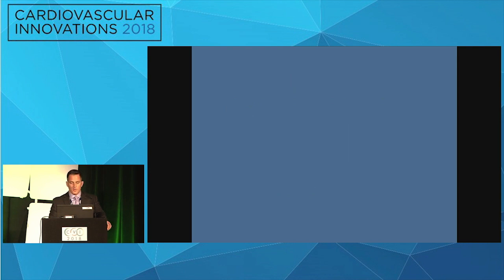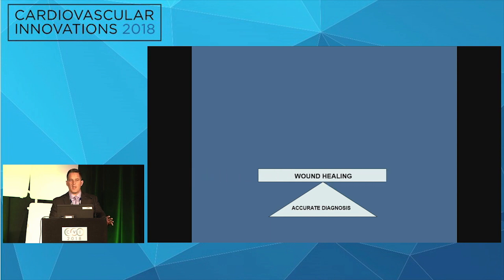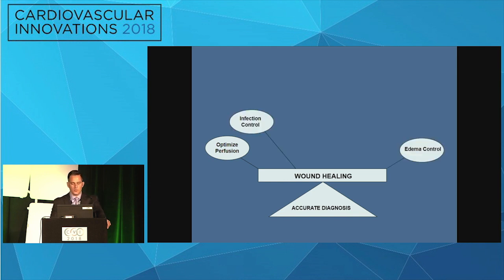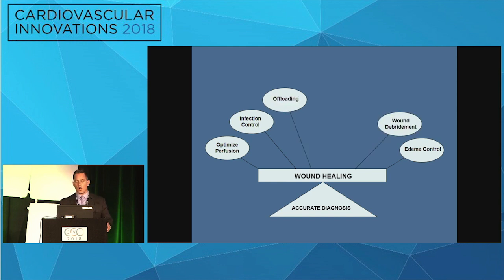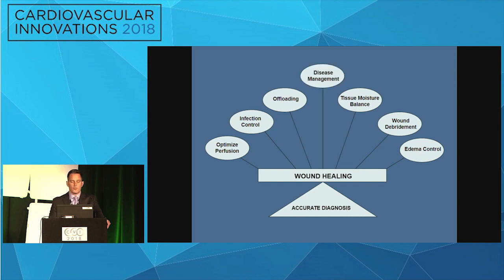So when we look at wound healing and the basics thereof, I think everything starts foundationally upon an accurate diagnosis. Wounds are a finding, but you have to have an accurate diagnosis in order to achieve balance of healing. And that balance occurs by juggling a number of different factors, certainly as reflected in this meeting: optimizing perfusion in a timely fashion, controlling edema, controlling infection, certainly performing appropriate wound debridement, offloading pressure points, accomplishing moisture balance or moist healing, and overall disease management.